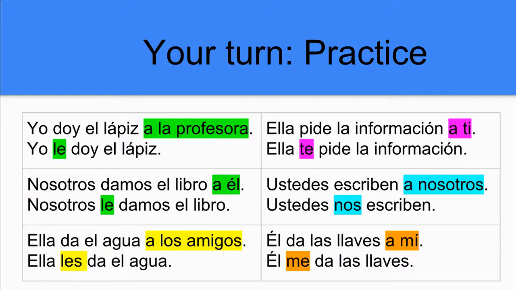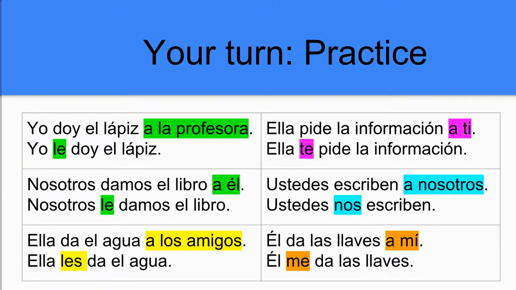As you can see in the first that we already talked about, the green a la profesora was replaced with yo le doy el lápiz. In the second example on the right, ella pide la información a ti, ella te pide la información. While te represents a ti, to you, and it goes in front of the conjugated verb. Nosotros damos el libro a él. Nosotros le damos el libro. So we give the book to him. The le goes in front of the conjugated verb damos. Ustedes escriben a nosotros. Ustedes nos escriben.